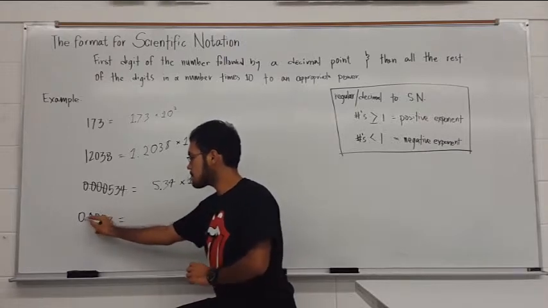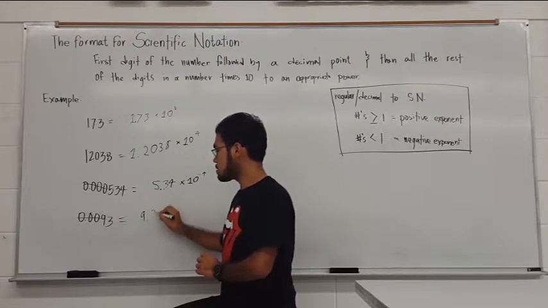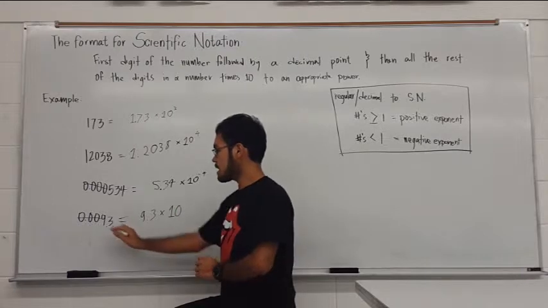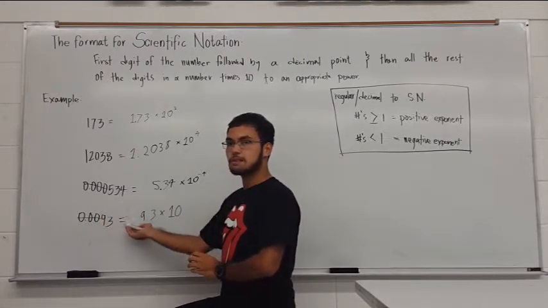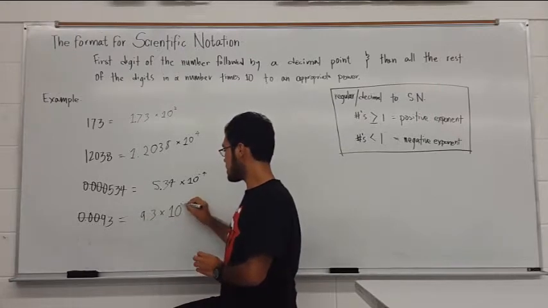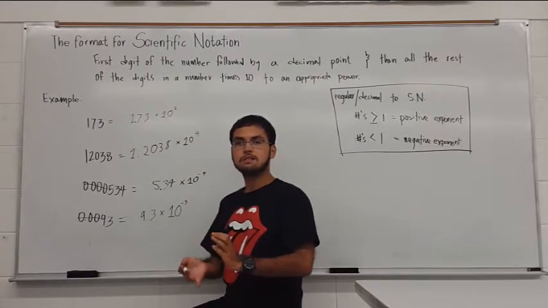Those zeros are not important, so let's just focus on the 93. 9.3 times 10 to the, let's count, 1, 2, 3. Since this number is less than 1, it's to the negative 3 power. And that's how to convert from regular or decimal notation to scientific notation.